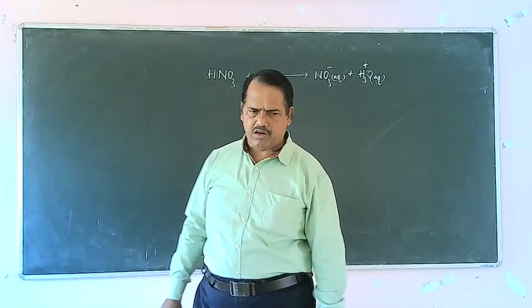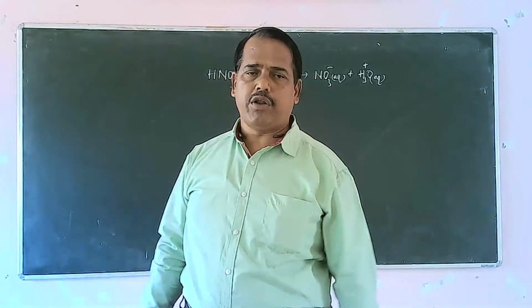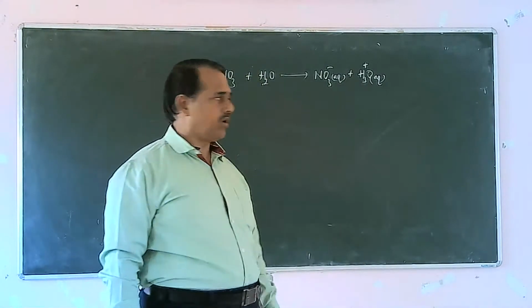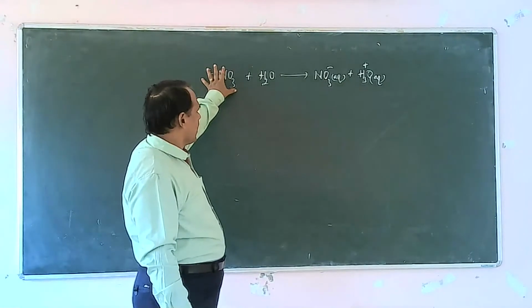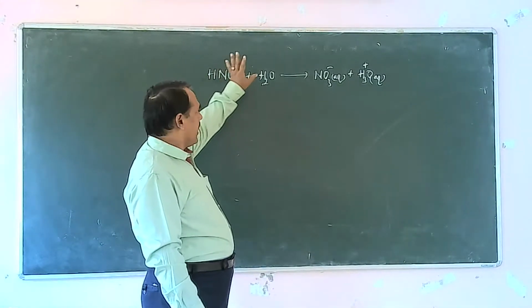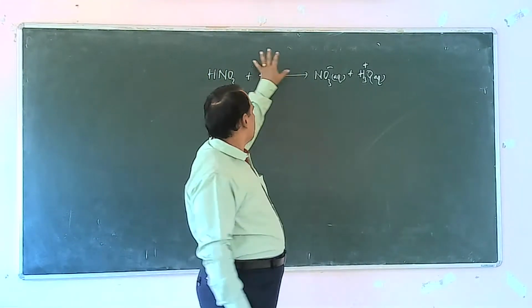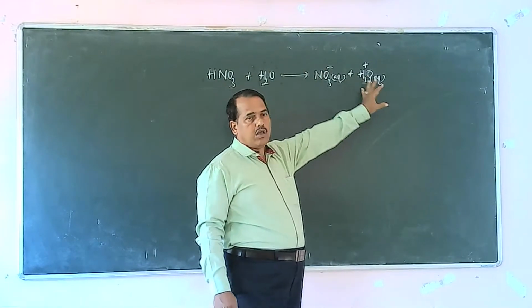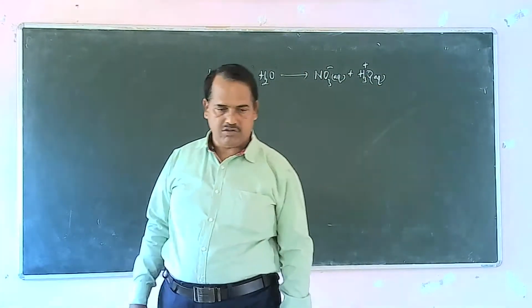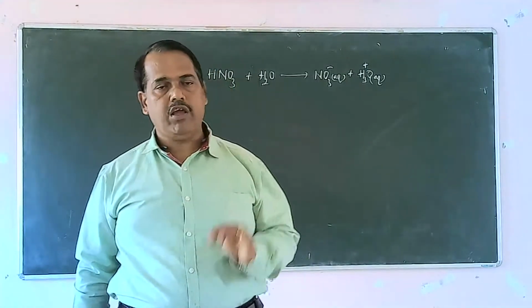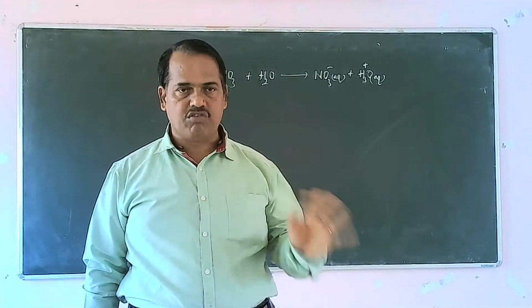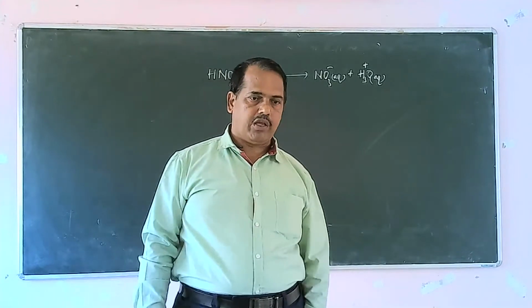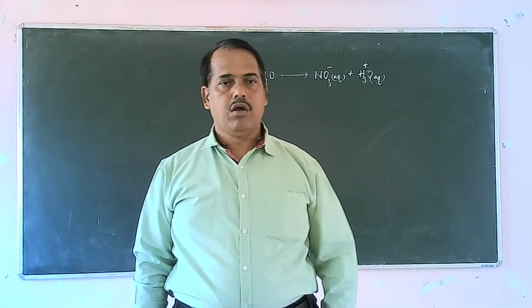It is a colorless liquid. In the laboratory you can find it with a little bit of yellow color due to oxidation, but it is nothing but nitric acid. When it is treated with water, nitrate ion and H3O plus hydronium ion are released. It indicates it is a strong acid. It is corrosive. Okay, you have to study some important chemical properties.